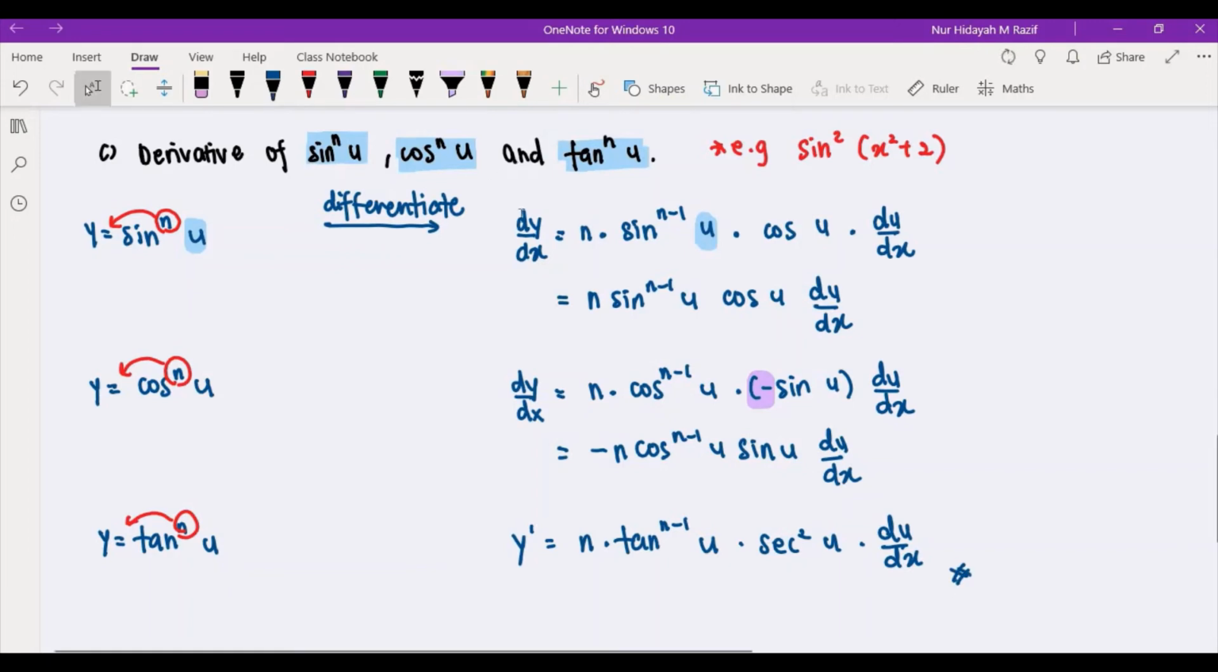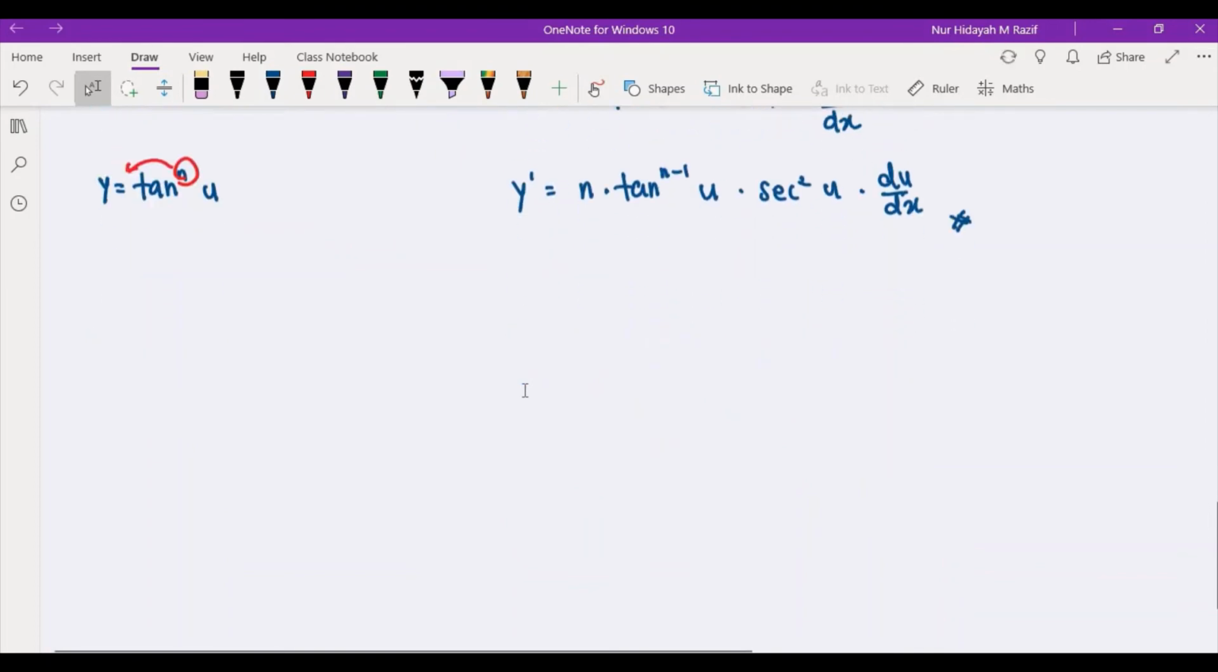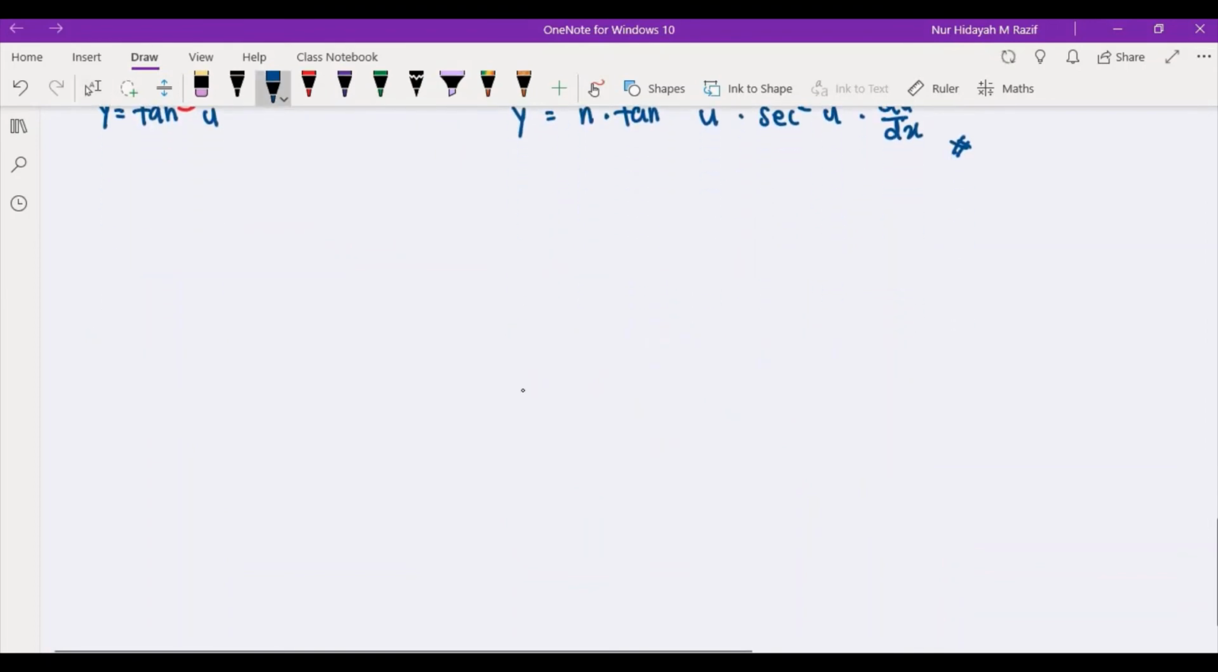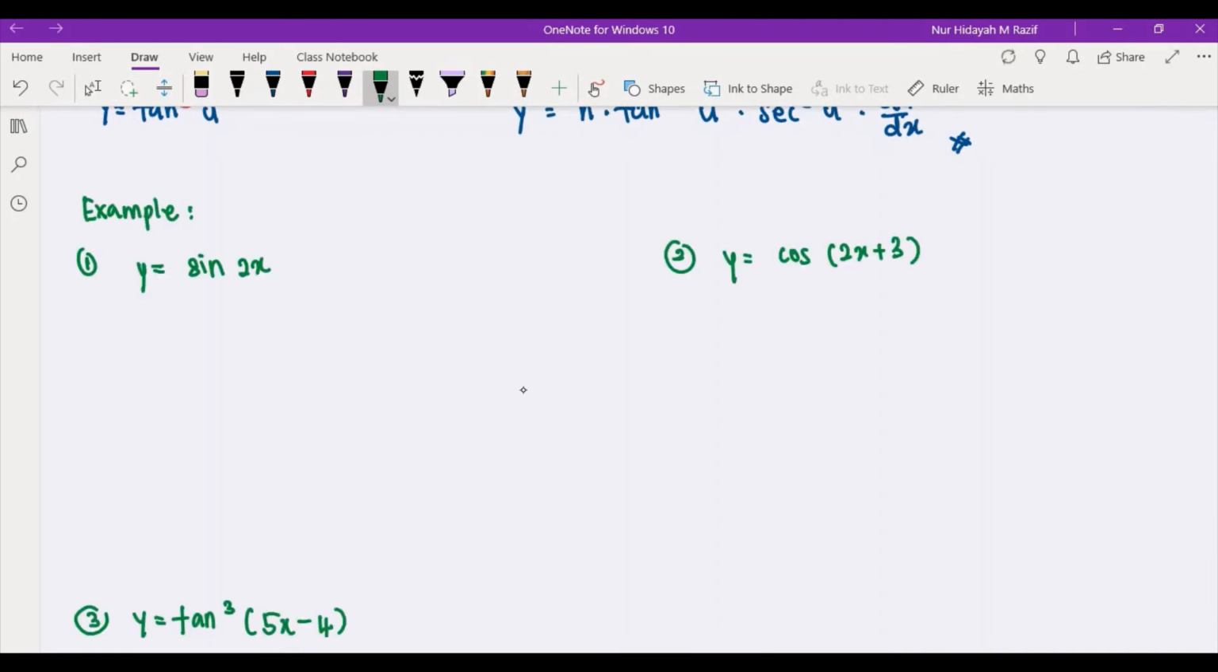Okay, so I'm going to show an example consisting of 3 different functions. And in this case, let's use a different pen, which is the green one. So for the first example, I choose y is equal to sine of 2x. In this case, my angle is 2x. So you have to be careful here.